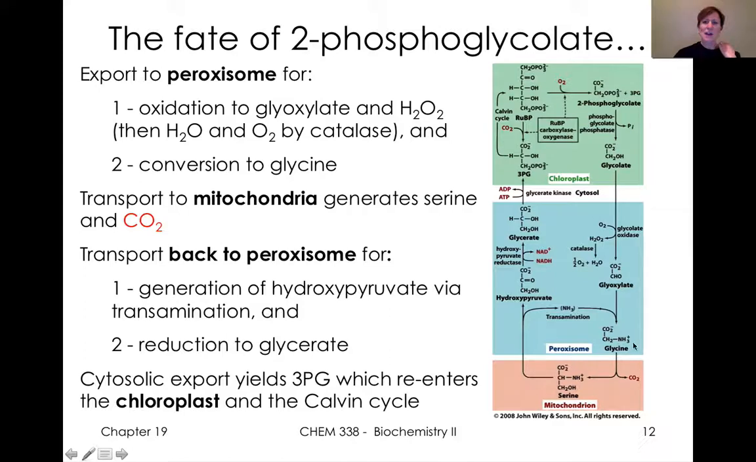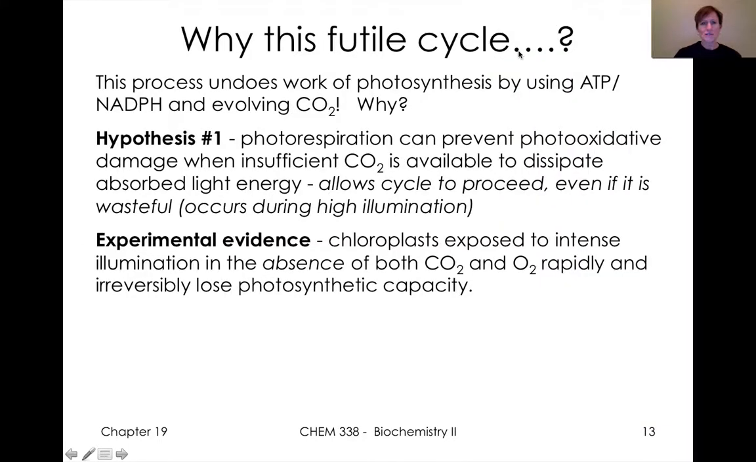We'll spend some time talking about this in our activity, but the big picture is that this happens when CO2 levels are depleted and you need this enzyme doing something, so you have it use oxygen as a substrate. As we'll see, this ends up being a very futile cycle, because you're going to use up a good bit of ATP and NADPH, and you actually evolve CO2.